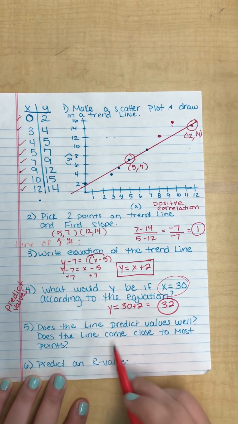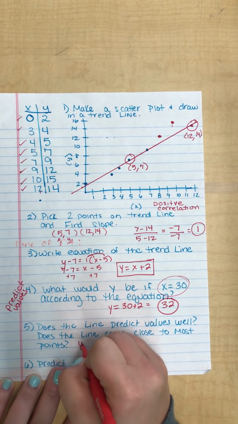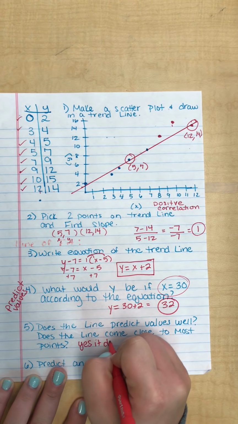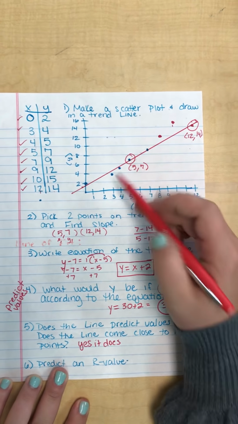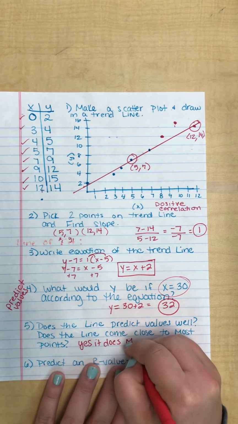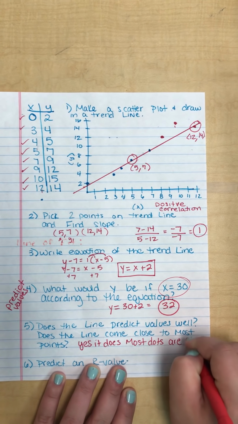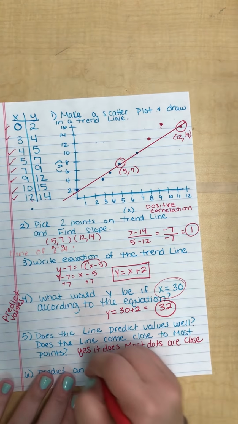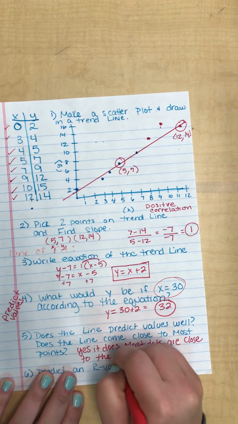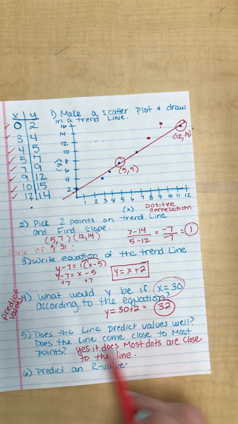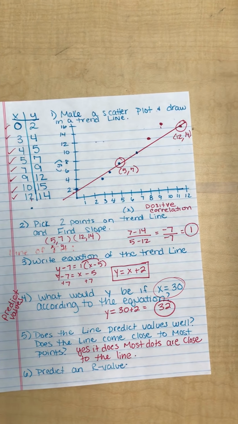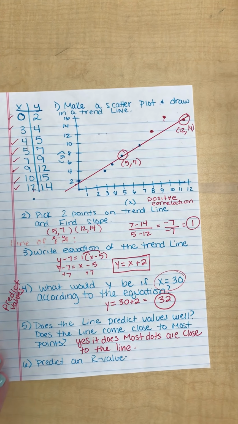Does the line predict values well? Well, I'm going to say yes, it does, because most of our dots are close to the line. Does the line come close to most points? Well, we just answered that. So that's kind of what tells whether it's going to be a good prediction or not.